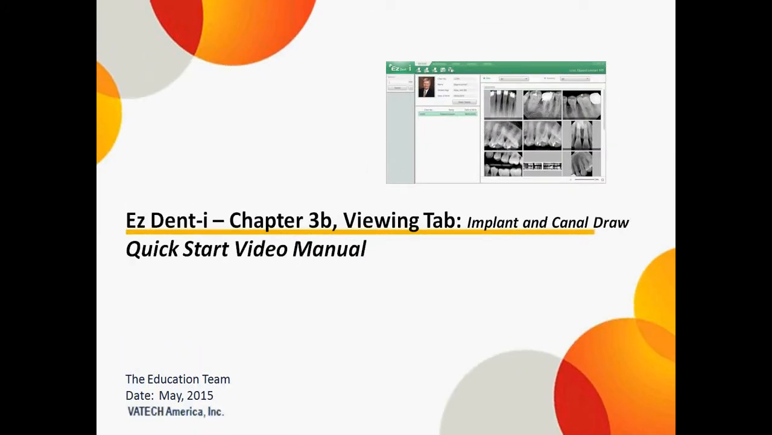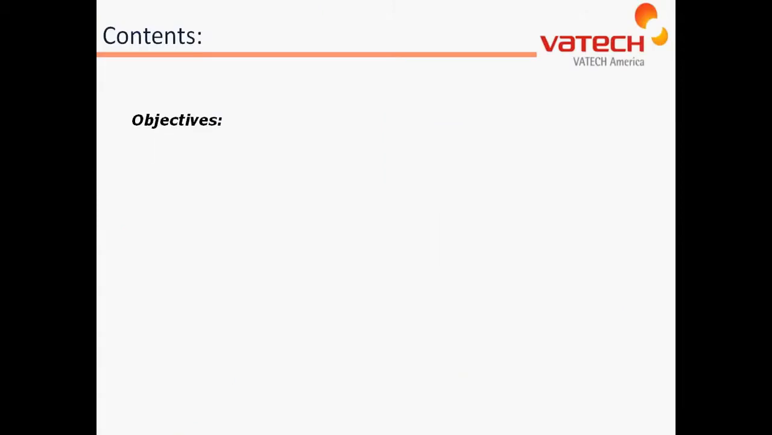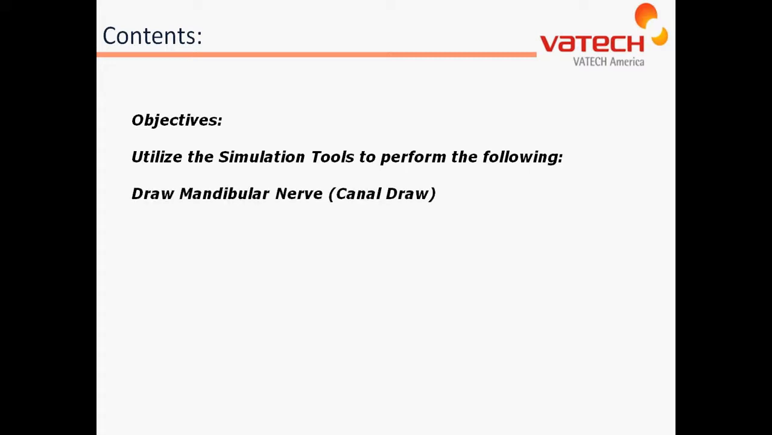EZDent-i Quick Start Video Manual, Chapter 3B, Viewing tab, placing a virtual implant and drawing the canal. The objectives of this video will be to utilize the simulation tools to perform the following: draw the mandibular nerve, canal draw, measure and place virtual implants with crowns.